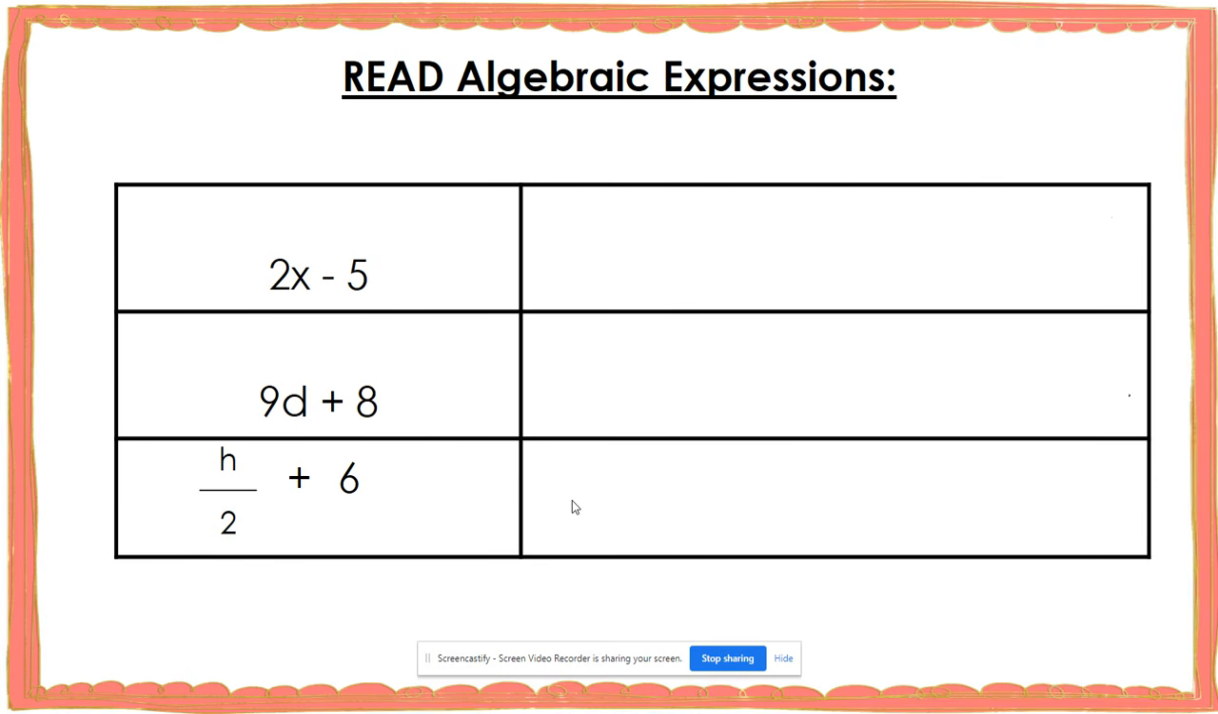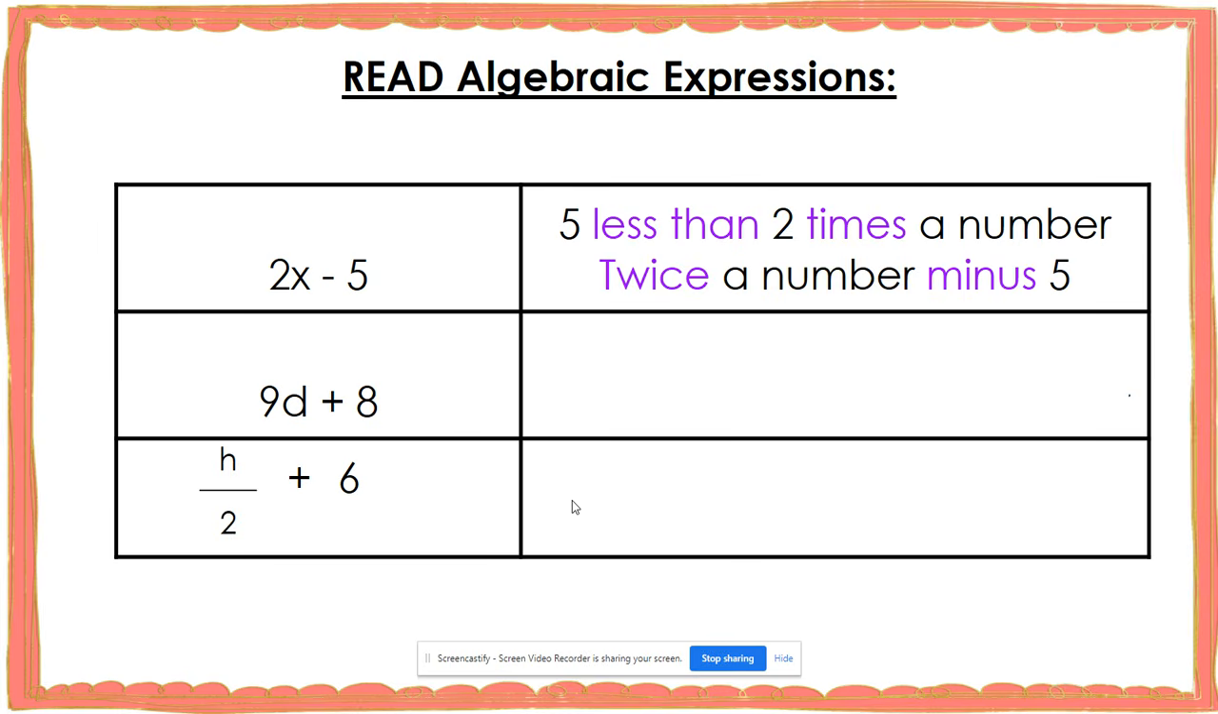In these examples, I have more than one operation. So my first example says 2x minus 5. This means that I'm multiplying 2 times x and then subtracting 5. So there are many different ways that I could say this. I can say 5 less than 2 times a number. I could say twice a number minus 5. I could even look at this as being a difference because I noticed that overall this is a subtraction problem. So I could say the difference between 2 times a number and 5.